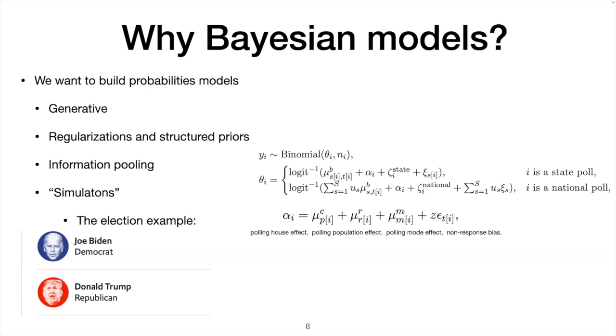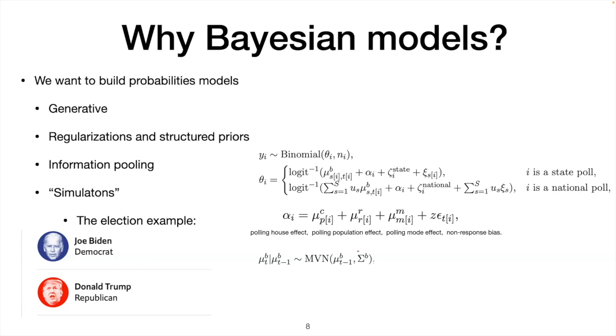The polling house effect, the polling population effect, you have different modes of polling. It can be internet polling, it can be in person, it can be form survey, and you also have non-response biases. And if you are using probabilistic modeling, you can easily incorporate all these effects into your model and make joint inference on all of them.